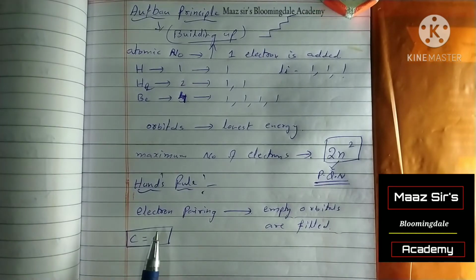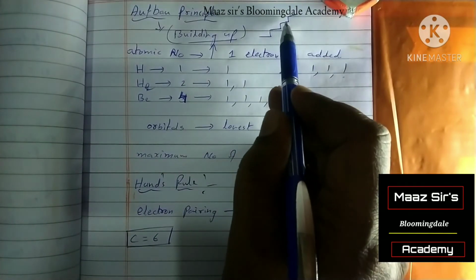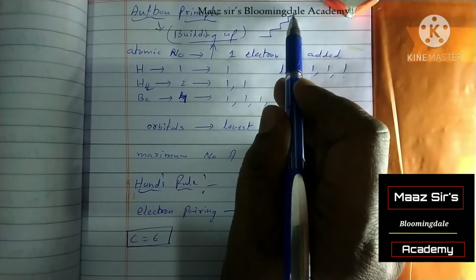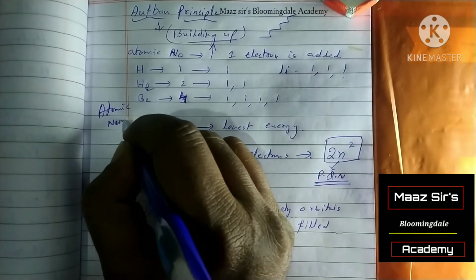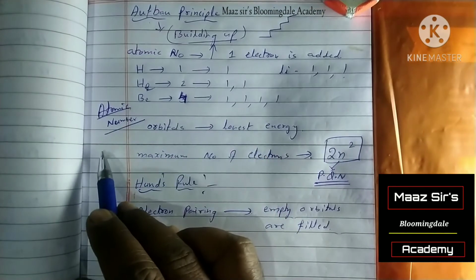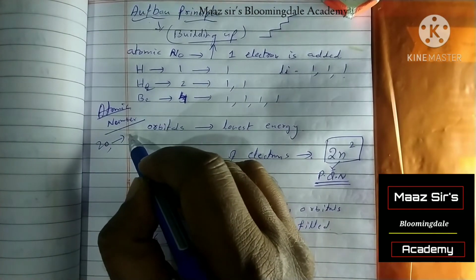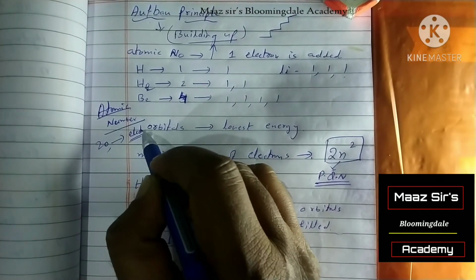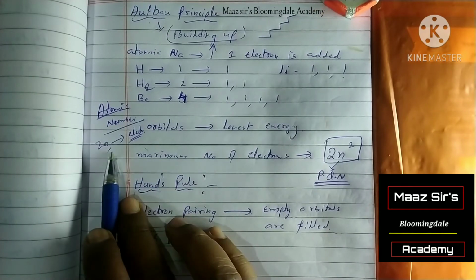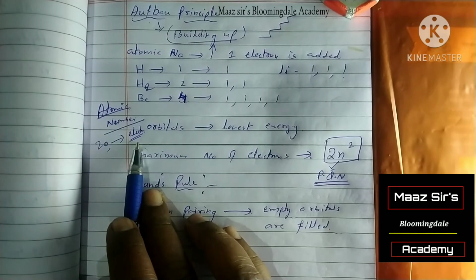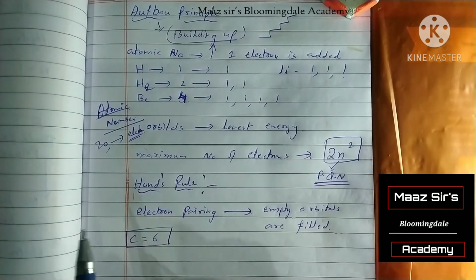So one more thing I forgot to tell here. With the Aufbau principle, we can arrange the electronic configuration depending on the atomic number. For example, if an element has atomic number 20, that means it has 20 electrons. So we can arrange only 20 electrons. We cannot arrange more than 20 electrons. So atomic number is very important for arranging the electrons.